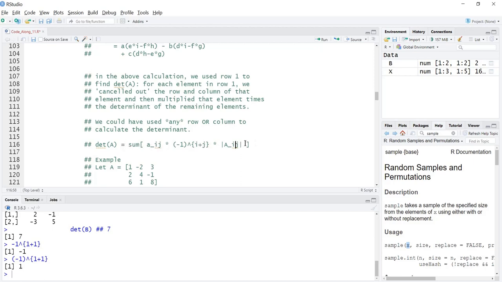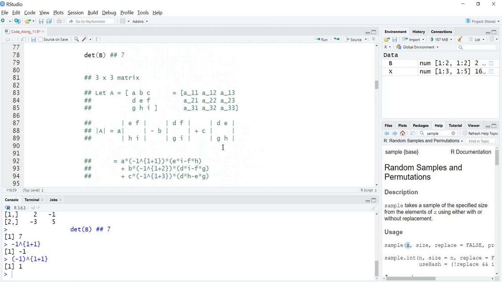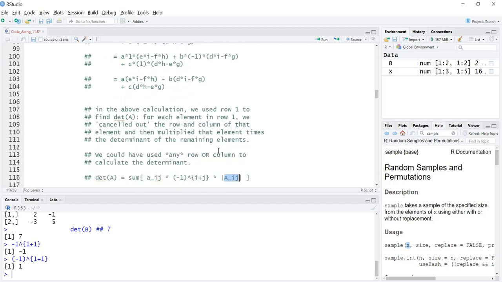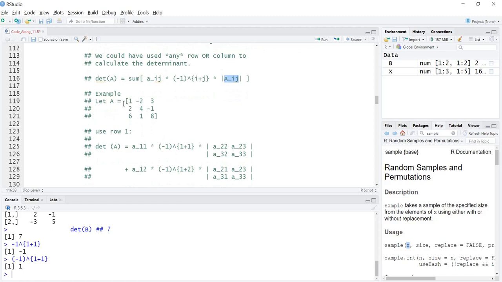Any dimension matrix, because if this is a 3 by 3, then in order to calculate the determinant of a 3 by 3, you go through what we just did up here. Choose a column or a row, and you do that. So let's do an example where A is 1, negative 2, 3, 2, 4, negative 1, 6, 1, 8.